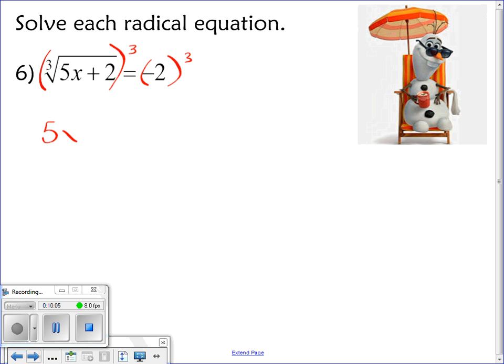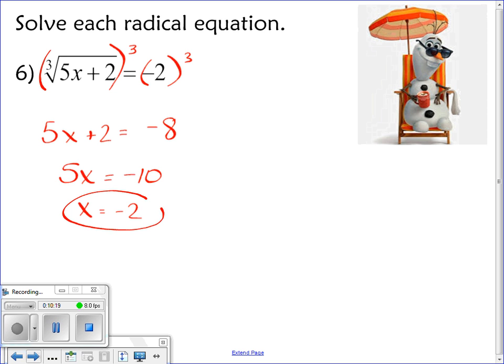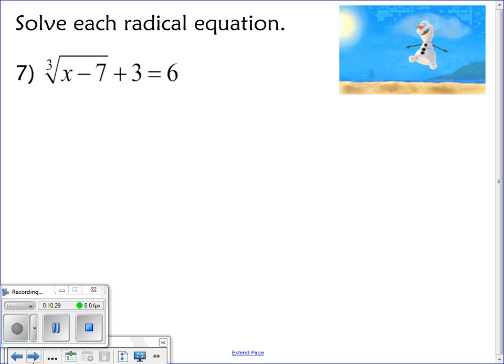So we get 5x plus 2. What is negative 2 cubed? Good. So 5x equals negative 10. So x equals negative 2. Beautiful. That's not so bad, right? I told you, today's not so bad.